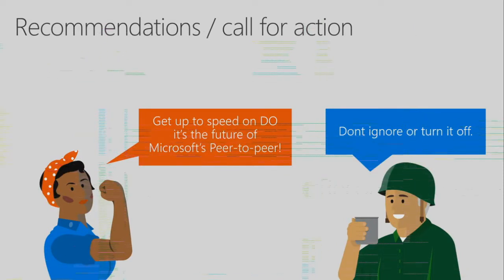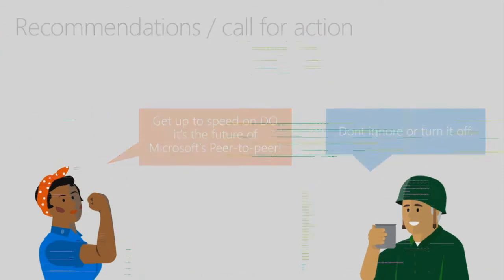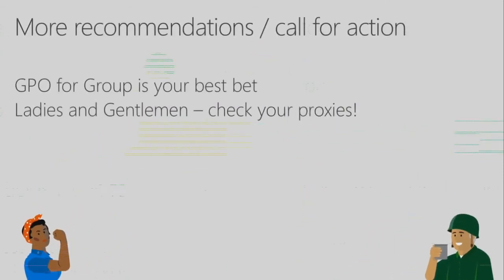So the recommendation, or the call to action, is really to give it a try. If you don't try it, we don't know what's missing, what we need to work on to make it better for you. So please give it a try. It is where all the investment in Microsoft is happening right now to build and add more features. So we want you to try it out, and please don't ignore it. If something's broken, don't turn it off. Let us know, and we'll work to fix it. And try the group mode. It's probably your best bet.